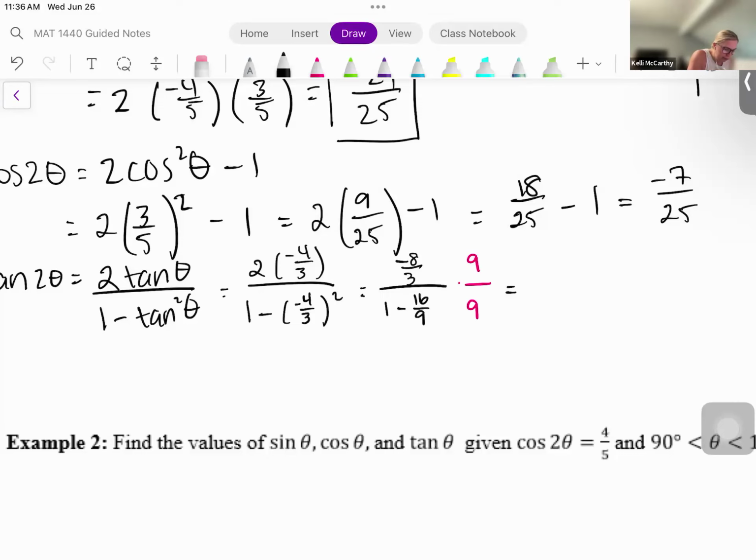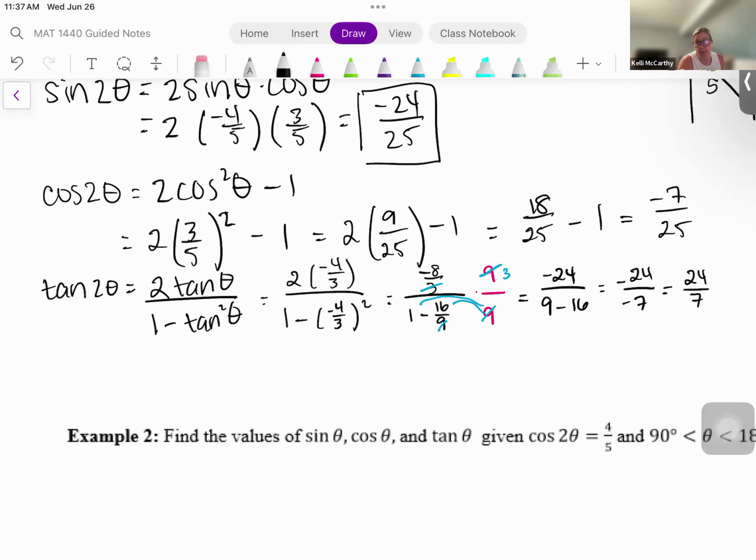Negative 8 over 3 times 9. The 9 and the 3 cancel out, so this is negative 24. And then I need to remember to distribute that 9. So I've got 9 times 1 is 9. And then if I think about 9 times 16 over 9, those 9s cancel out. So this just becomes minus 16, or negative 24 over negative 7. And because we have a negative divided by a negative, this simplifies to positive 24 over 7.